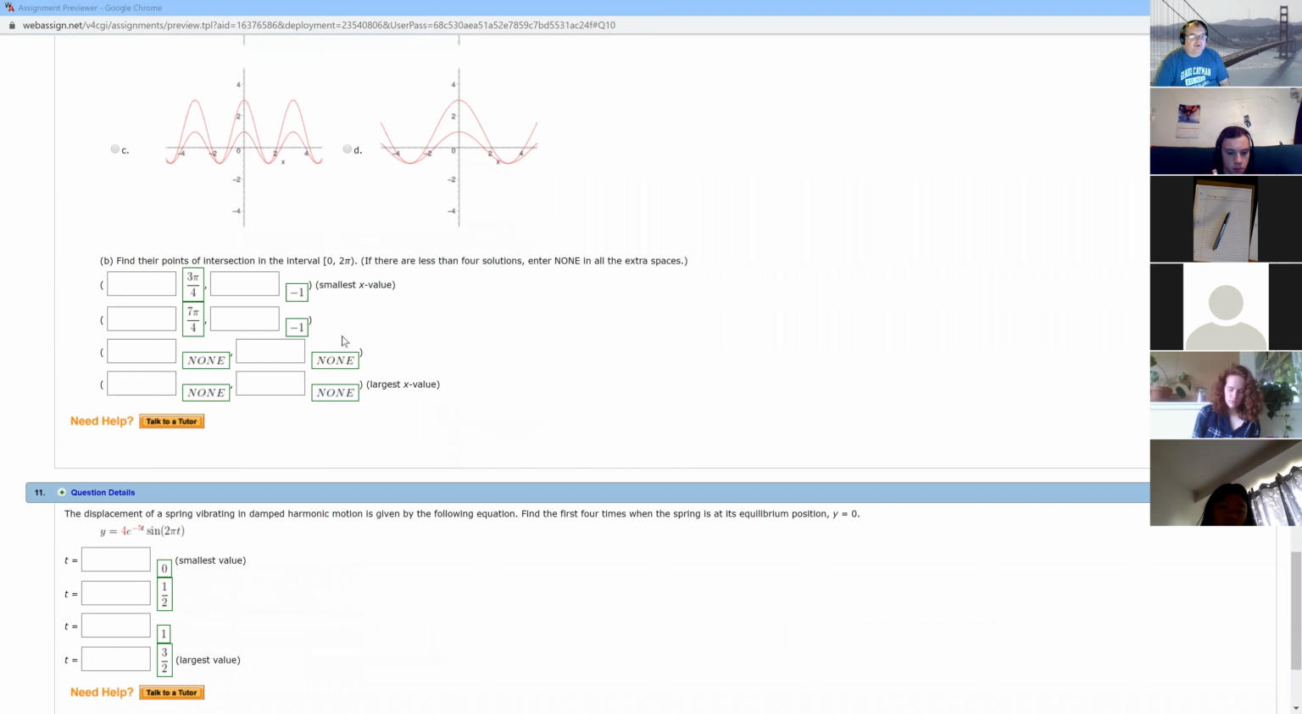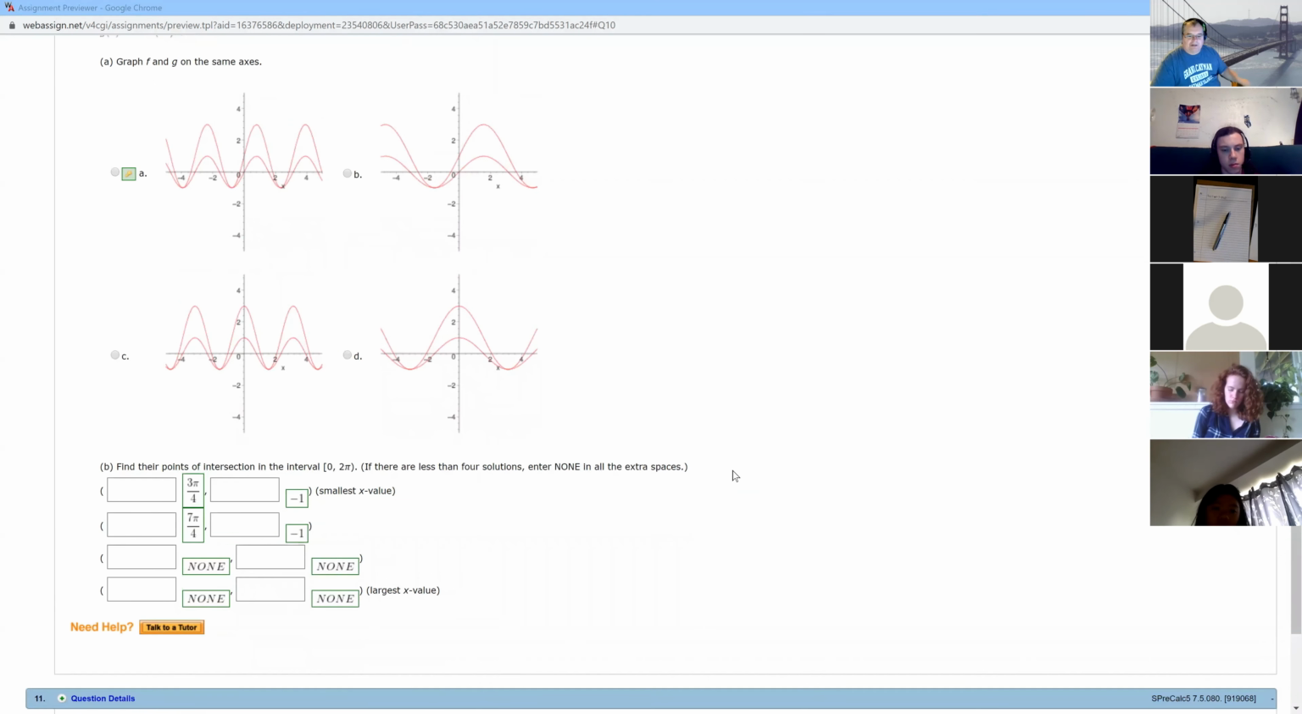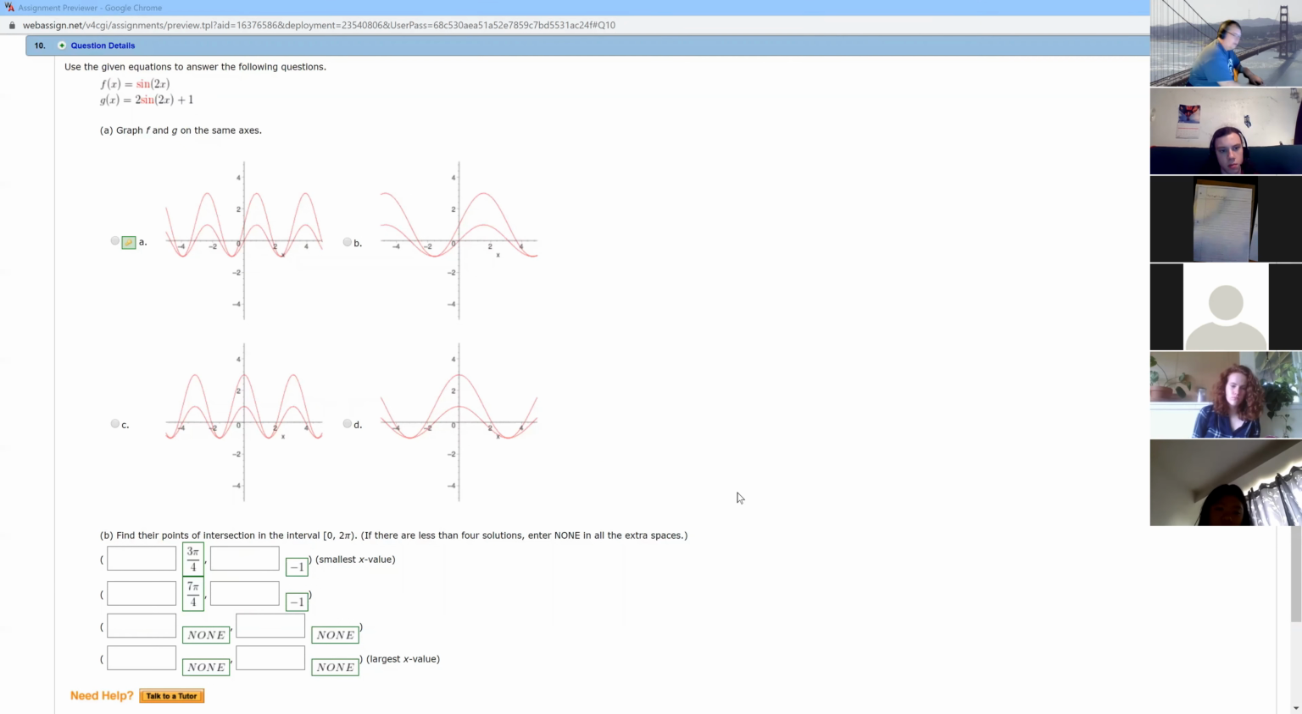The part that's probably going to cause you the trouble is find the points of intersection in the interval 0 to 2 pi. So I am looking at the sine of 2x and then 2 times the sine of 2x plus 1. They want to know when two things intersect. Do you know they intersect when they're equal to each other? So when does this line meet up with that line? You set the first line equal to the second, the equations, and solve.